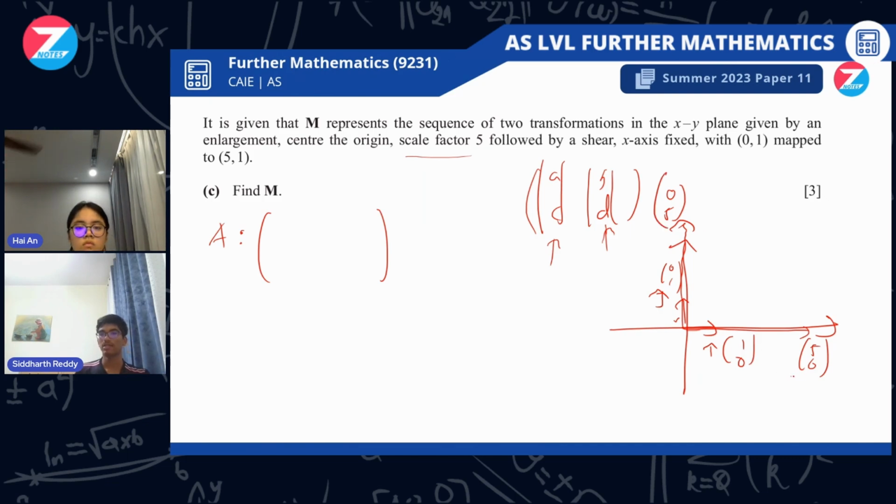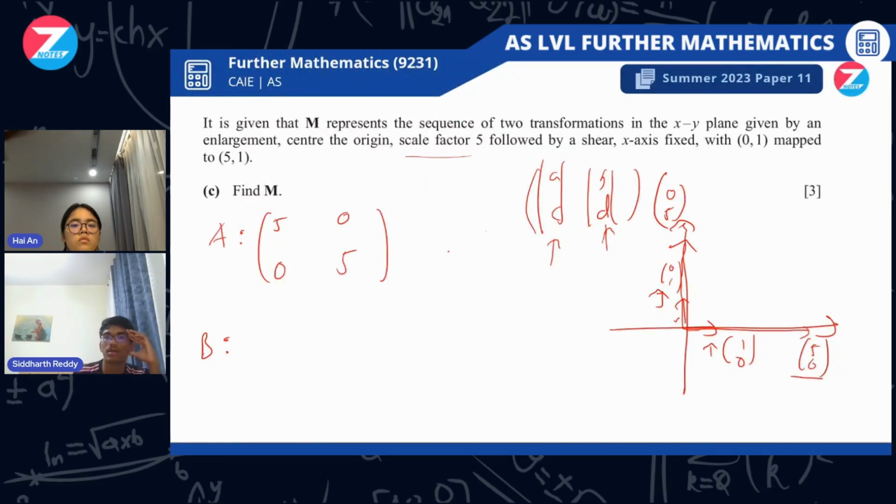Since i has now gone to (5, 0), this becomes the first column of our matrix, and since j has become (0, 5), that becomes the second column of our matrix. So that's A. Now let's find out B.